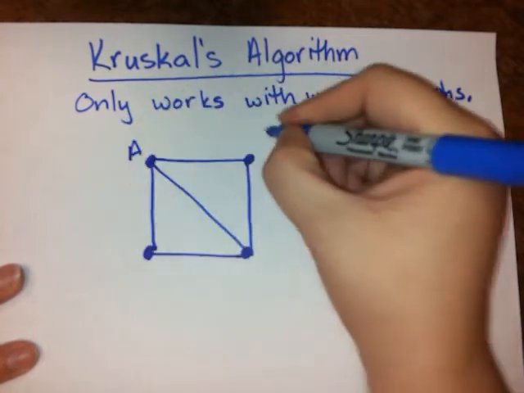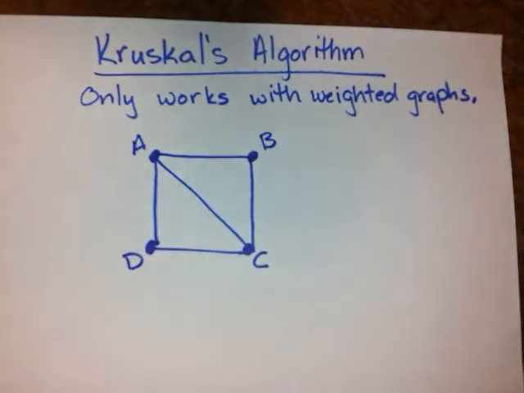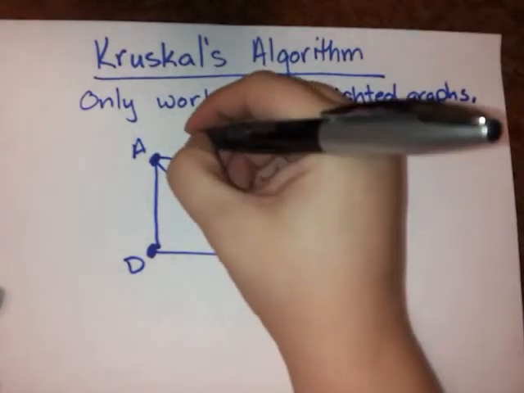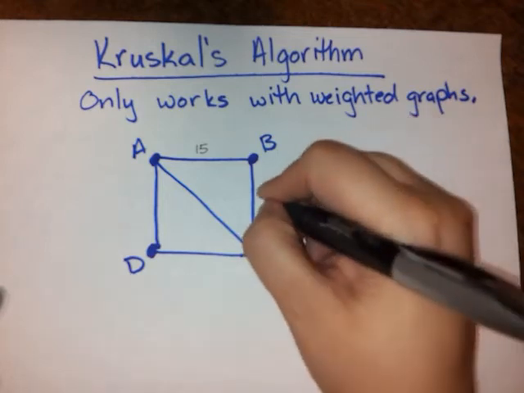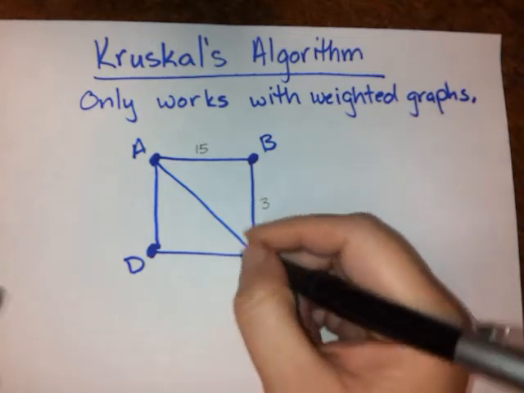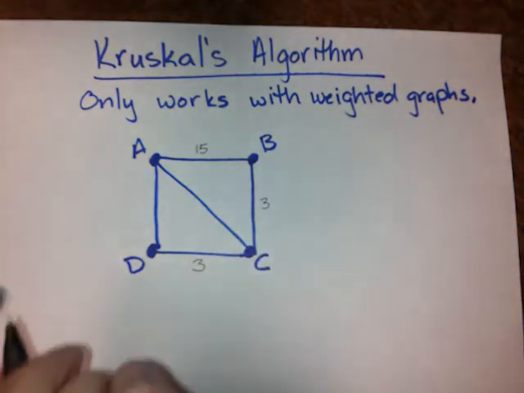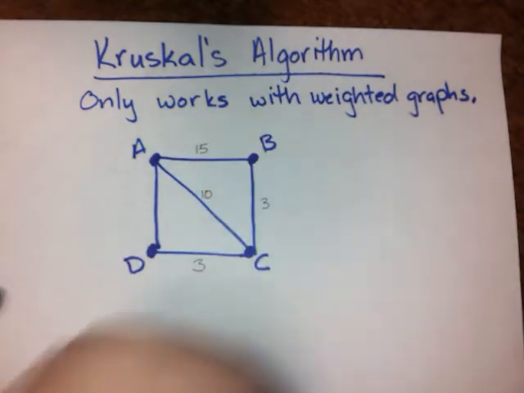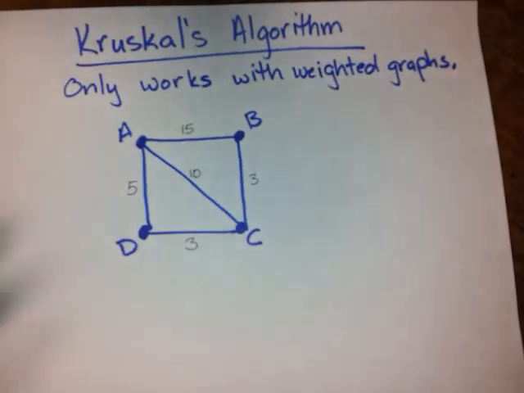So A, B, C, and D. And I'm going to assign weights to the edges. Okay? I'm going to say edge A to B is 15, B to C is 3, C to D is 3, A to C is 10, and A to D is 5. So I've assigned weights to my edges.